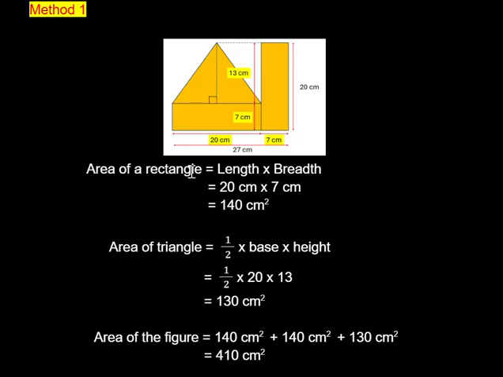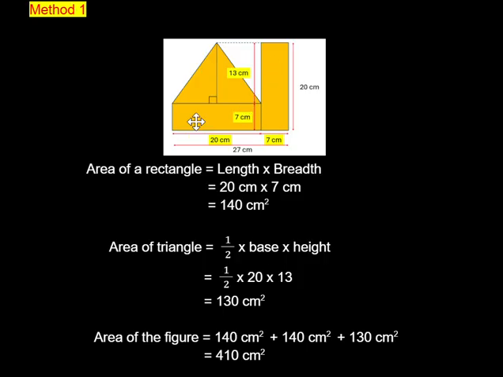The area of the rectangle, you know that it's the length multiplied by the breadth. So 20 times 7 is equal to 140 centimeter square. So one rectangle is 140 centimeter square. The area of the triangle is half base times height. So the base is here 20, the height is 13. So half times 20 times 13 will give us 130 centimeters square.